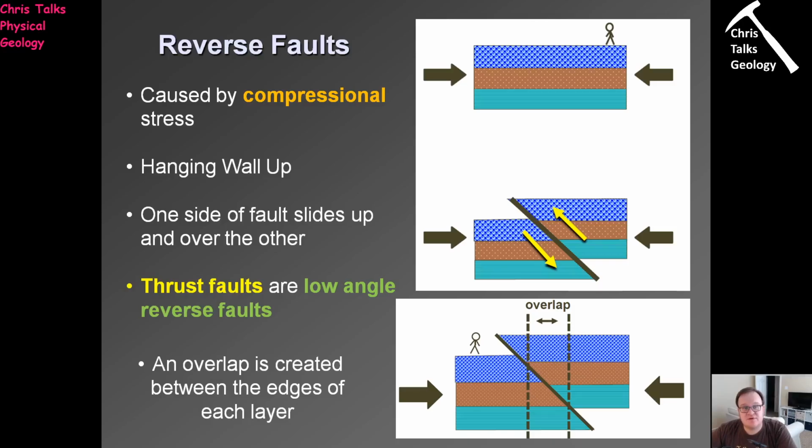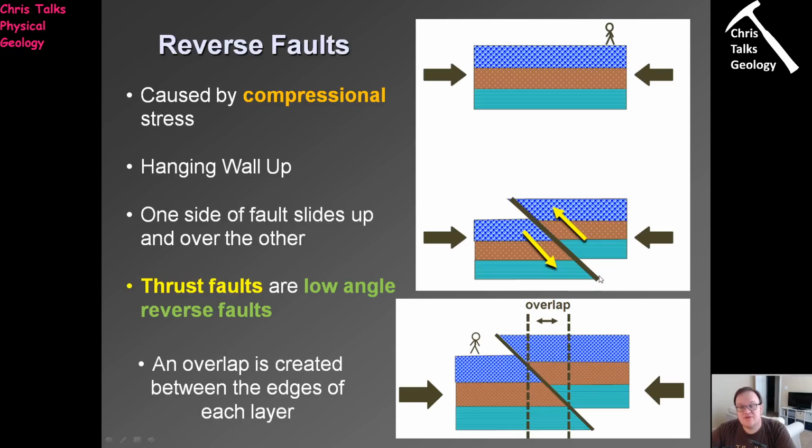So what about reverse faults? Well, reverse faults are caused by compression, as we discussed. In the case of a reverse fault, the hanging wall will move up relative to the footwall. Now, reverse faults essentially can also be called thrust faults. So what's the difference between a reverse fault and a thrust fault? Well, it's all to do with the angle of the fault plane here.